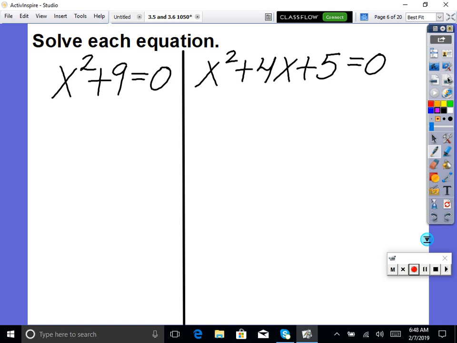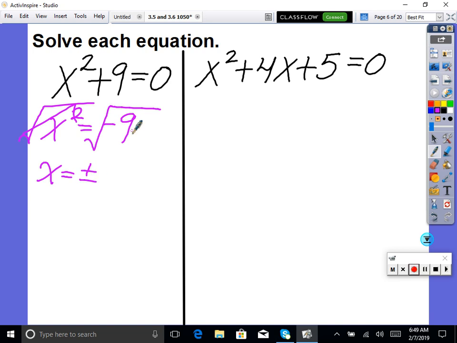It says solve the equation. Now let's solve by the most appropriate method, the easiest way possible. So with this one, wouldn't it be easiest just to subtract 9? So x squared equals negative 9, then I will square root. When solving, not when simplifying, but when solving, and taking a square root, I need to do a plus or minus. So I get plus or minus 3i.